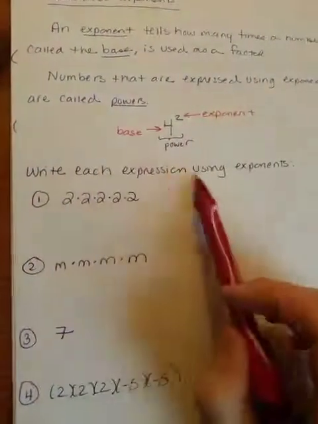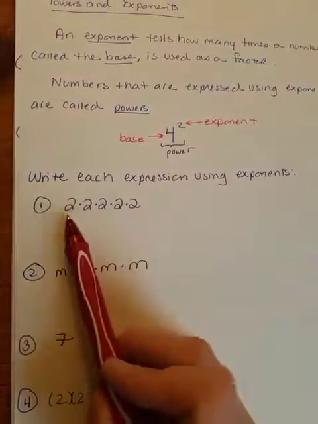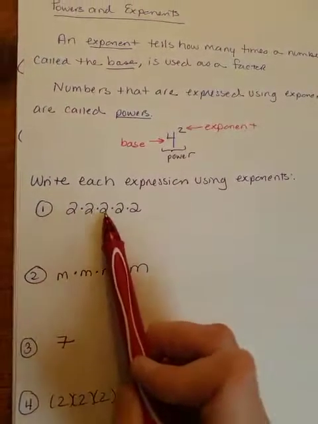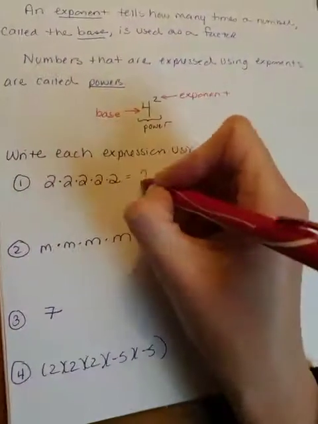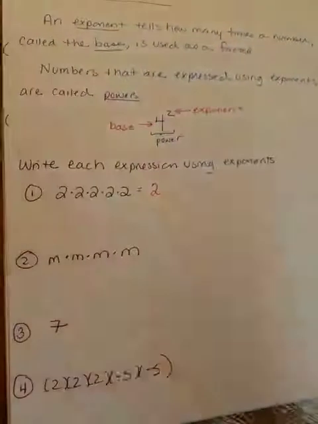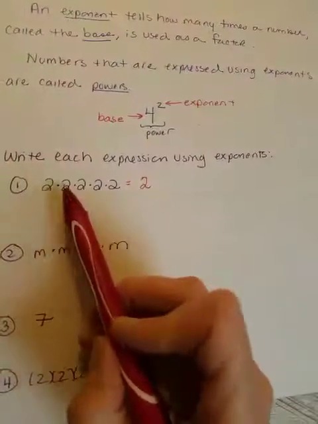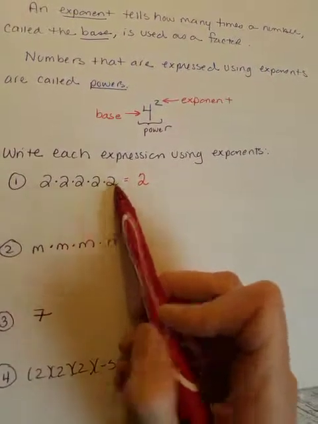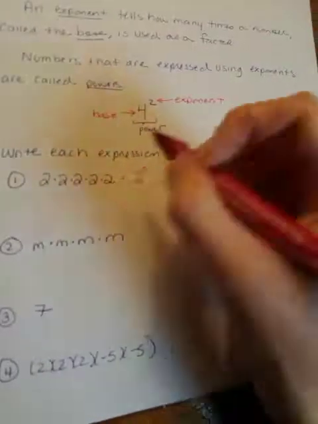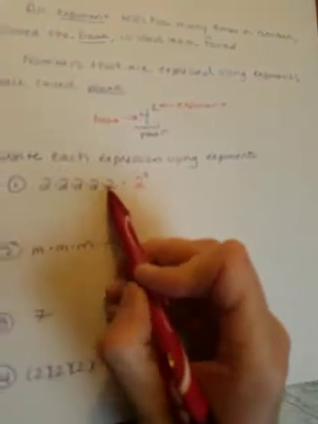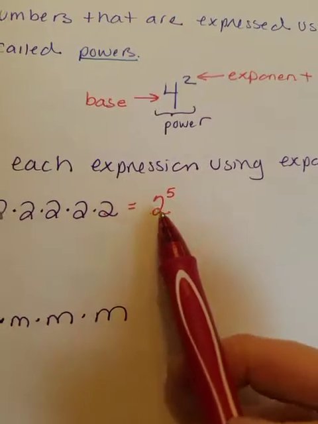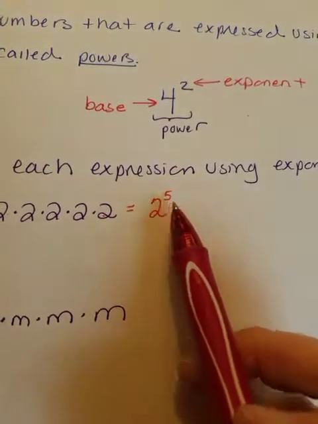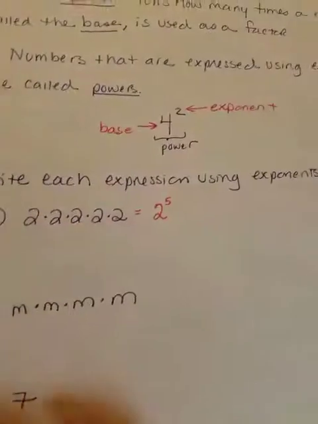So write each expression using exponents. So here's the question. 2 times 2 times 2 times 2 times 2. So what we're looking for is to write that as 2 to what power? Well, how many are there? 1, 2, 3, 4, 5. So instead of writing out 2 times 2 times 2 times 2 times 2, I just write 2 to the 5th power. You don't need to figure out what that is. Just to use our words here, the base is 2, the exponent is 5.